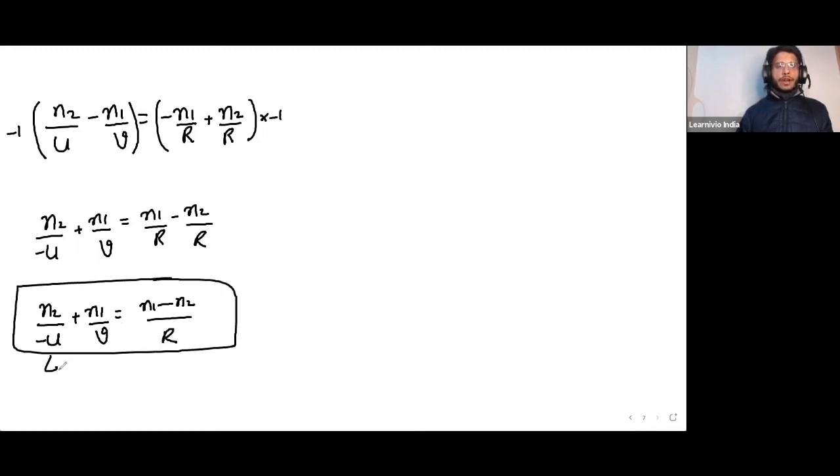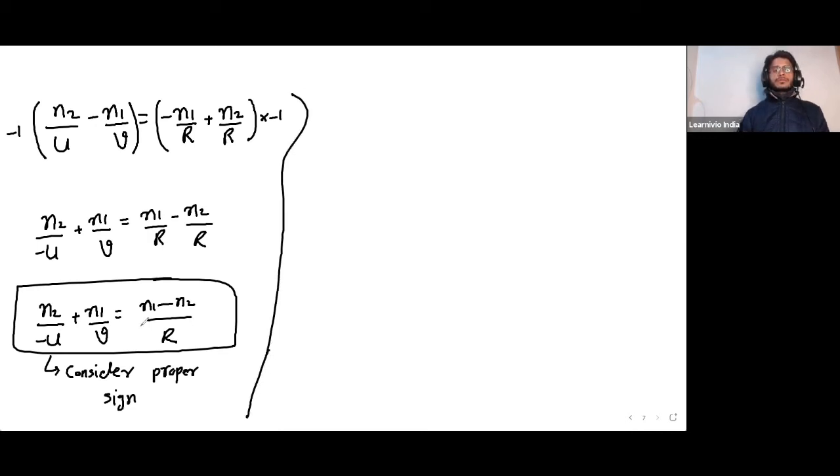This is for refraction from denser to rarer. And one more thing, whenever you want to use this relation in a numerical, you have to use proper sign. Always consider proper sign when using this relation. So you have N2 by minus U plus N1 by V is N1 minus N2 by R.